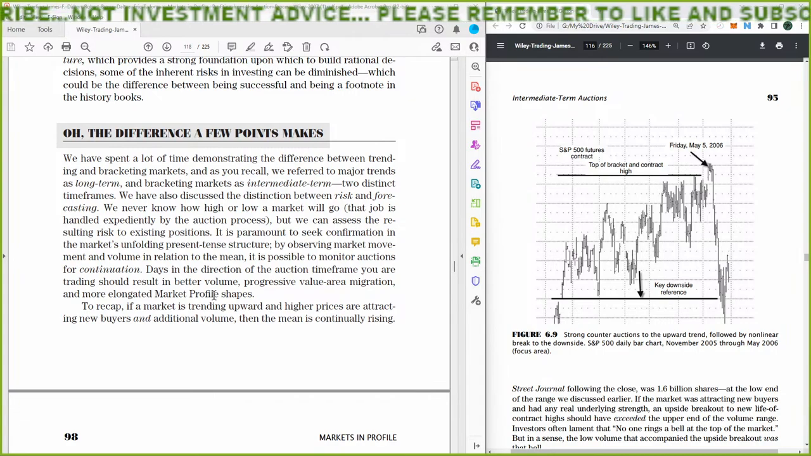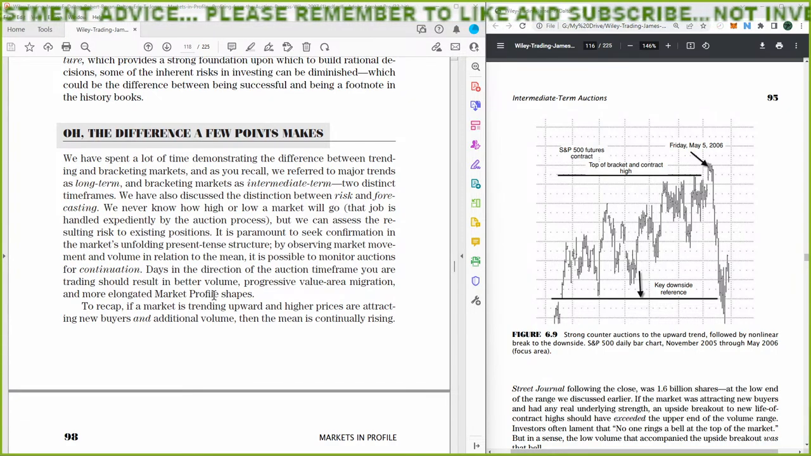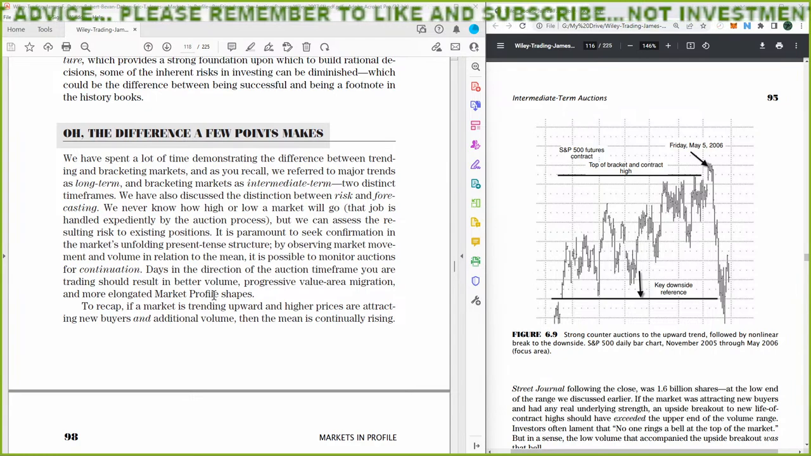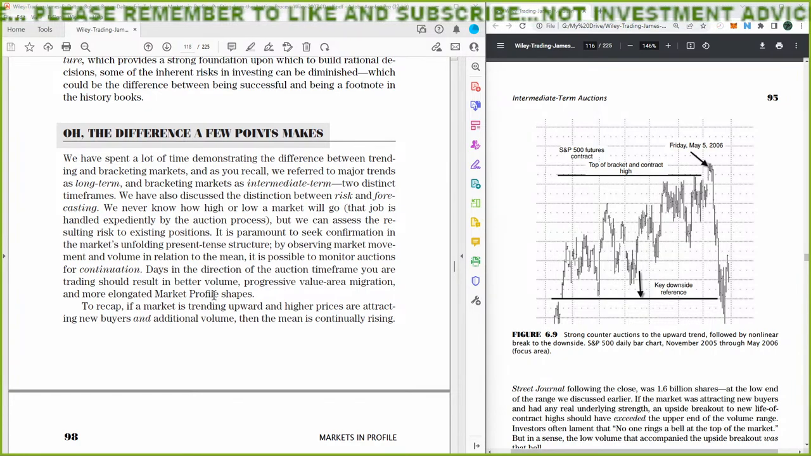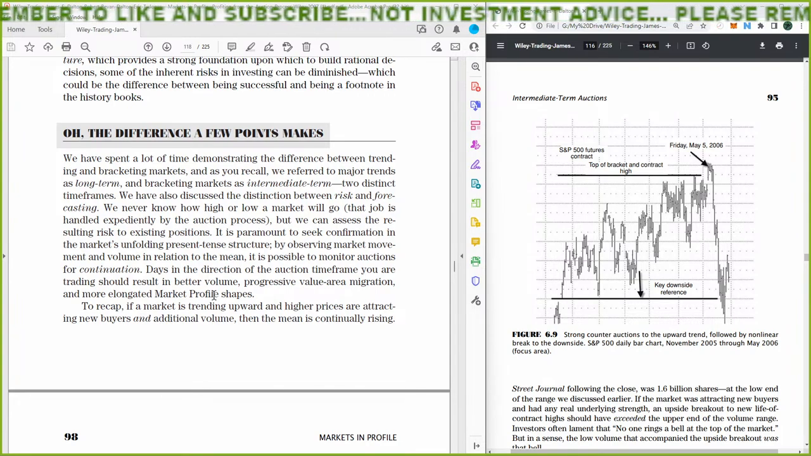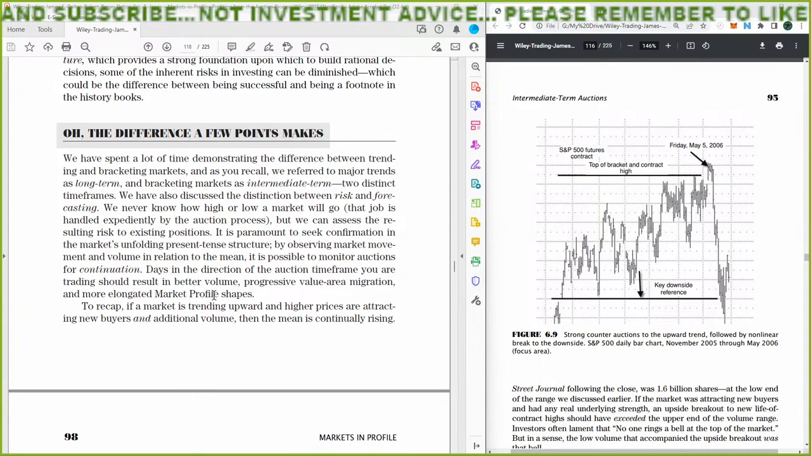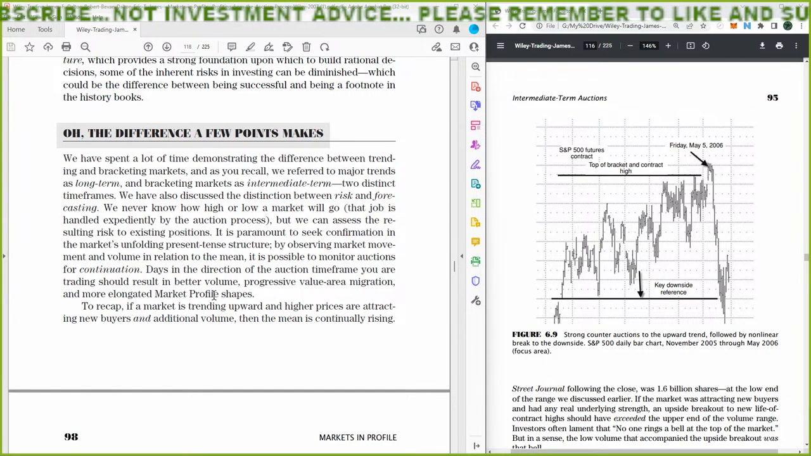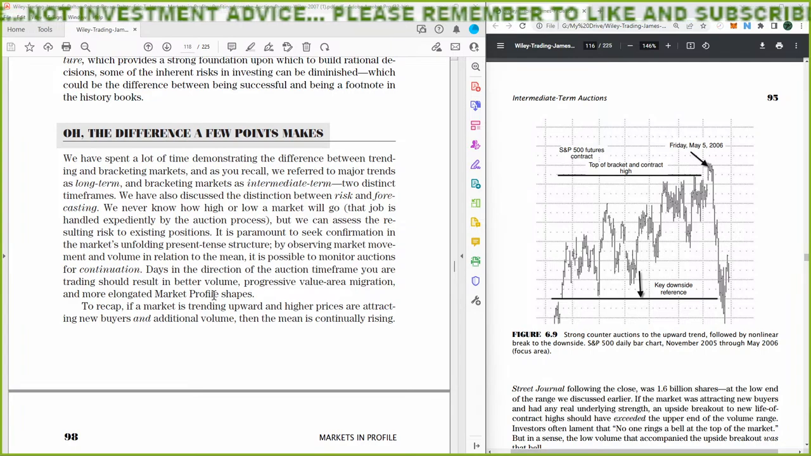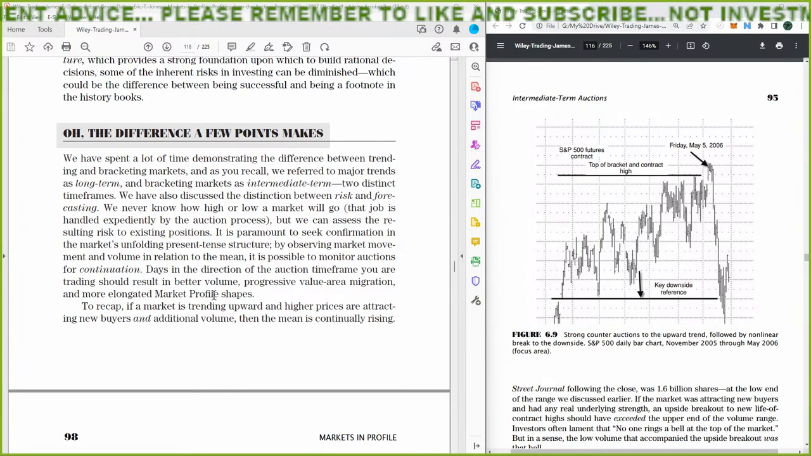It is paramount to seek confirmation in the market's unfolding present-tense structure by observing market movement and volume in relation to the mean. It is possible to monitor auctions for continuation. Days in the direction of the auction time frame you are trading should result in better volume, progressive value area migration, and the more elongated market profile shapes.